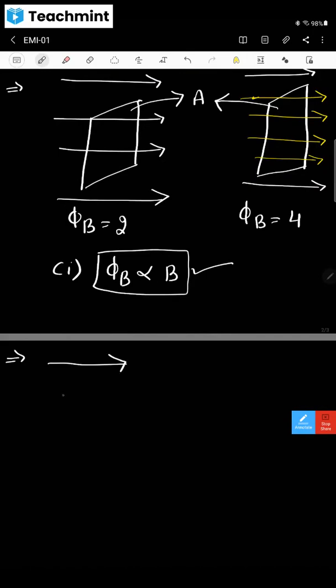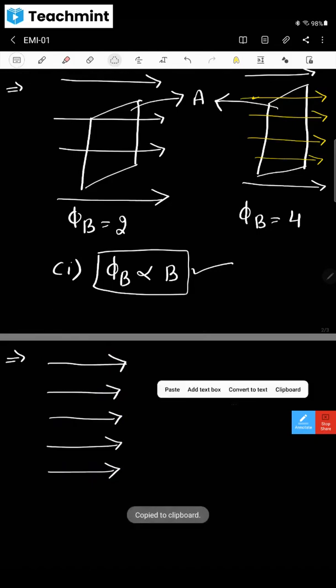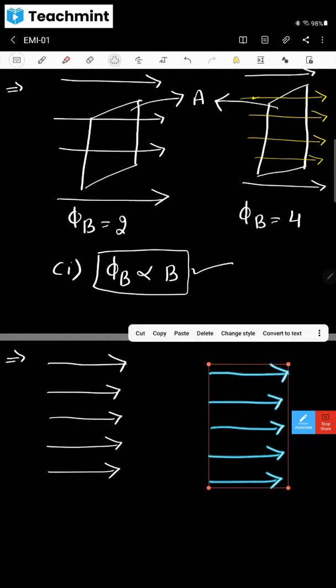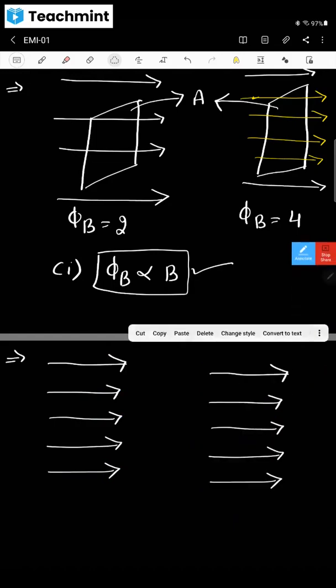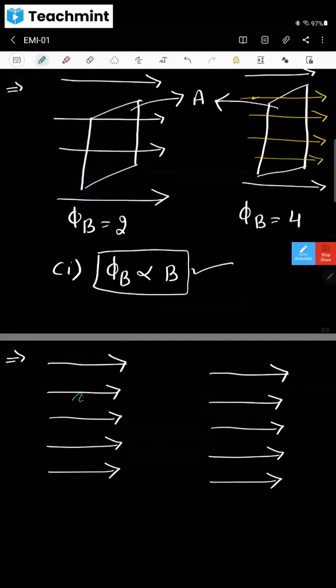Now here the same magnetic field is there. For example, I have these four magnetic field lines here like this, and the same magnetic field lines I have taken here also. In this, I will place one small area here. If I place one small area here, what is the flux through this small area?